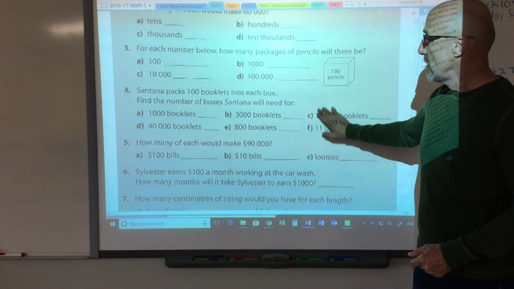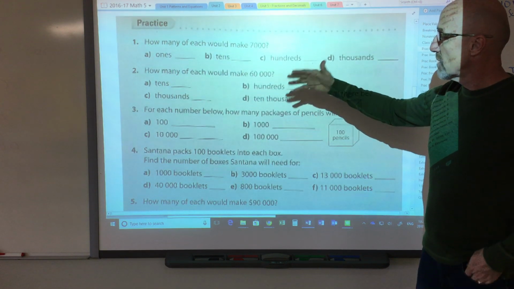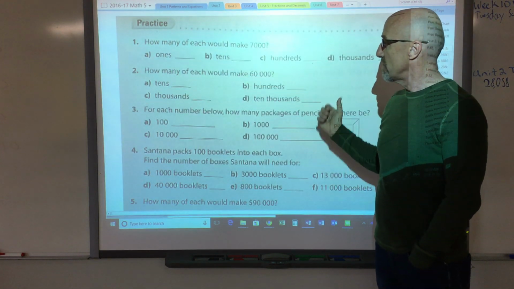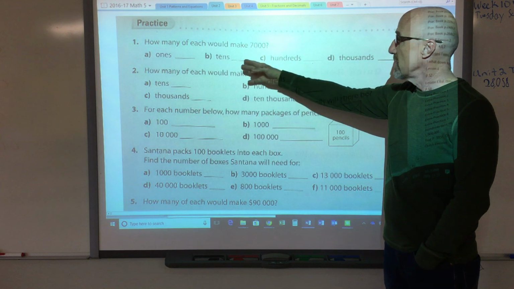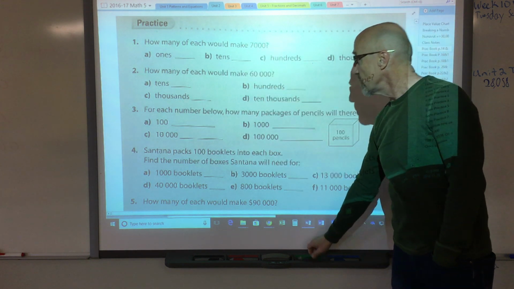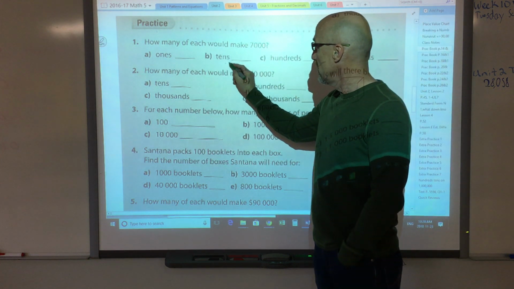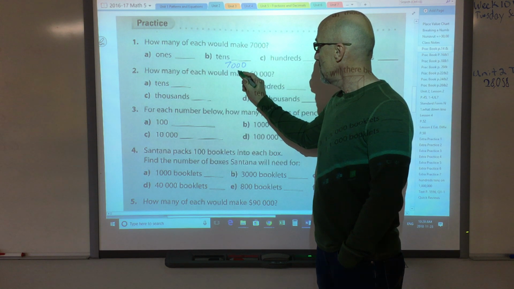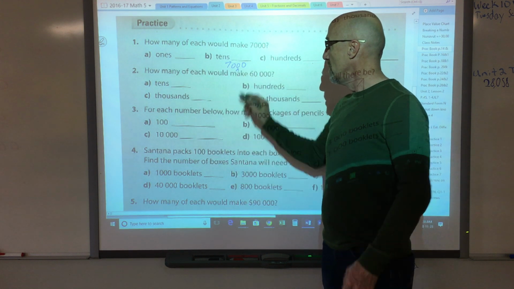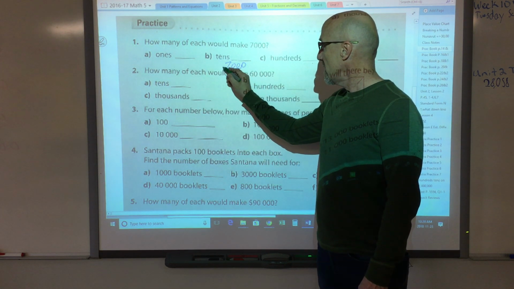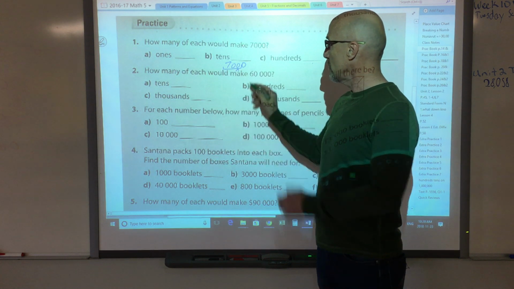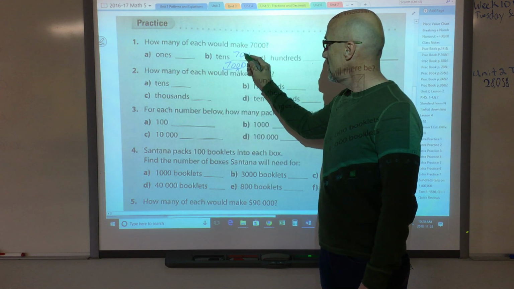As we go down here, you're gonna be talking here on the second page. It says how many of each would make 7,000. So how many tens would make 7,000? Well, we would take a look at this number and we would say, in 7,000, we're looking at that column. And how many tens would there be in 7,000? There would be 700 tens.